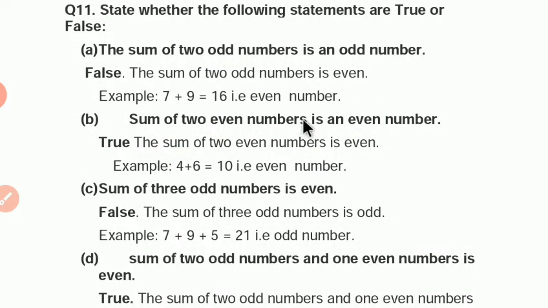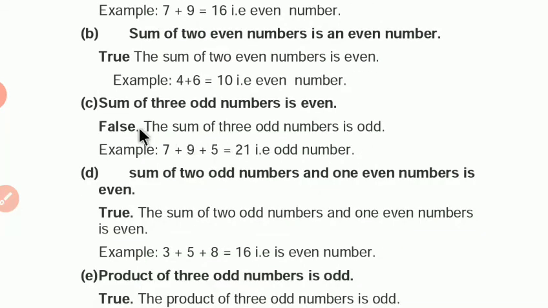Second one, the sum of two even numbers is an even number. Sum means addition. So let us take two even numbers, 4 plus 6. Now add this, you will get 4 plus 6 equal to 10. And 10 is also an even number. So we can say that it is true, the sum of two even numbers is an even number.